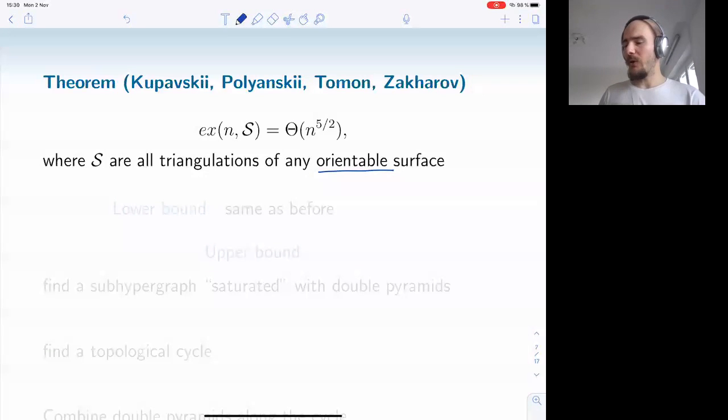This orientable is quite intriguing, and then I'll also get to that a bit later. So let's see a very, very rough sketch of how we do that, and then I'll try to illuminate some of the details.